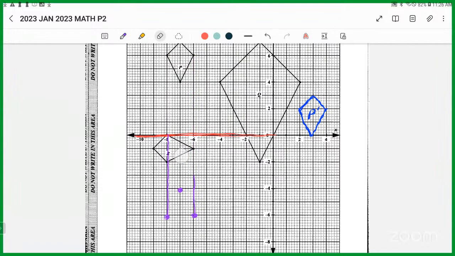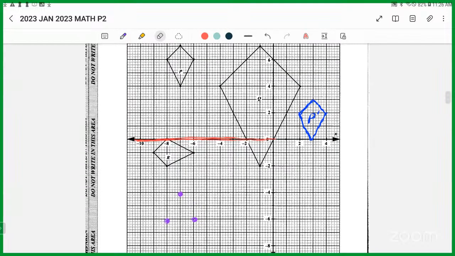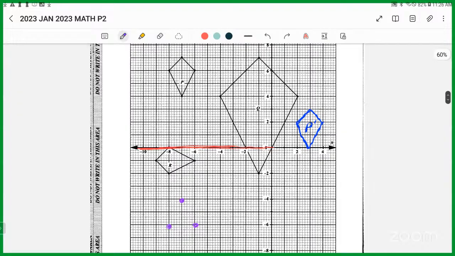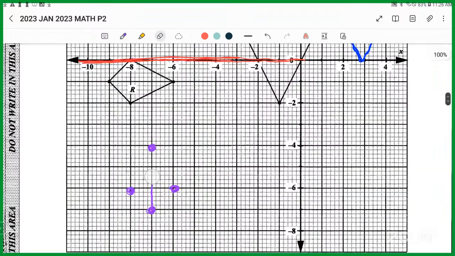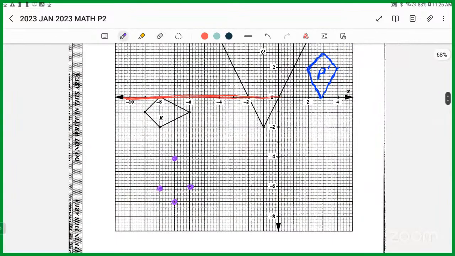And then this last point, that vertex up here, this one, it is 1, 2, 3, 4, 5, 6, 7 to the mirror line. It's going to go 1, 2, 3, 4, 5, 6, 7 to the other side to here. So that's where the 4 points are on this reflection. Those are the 4 points. And you just draw the shape around them. Use a ruler and connect them.